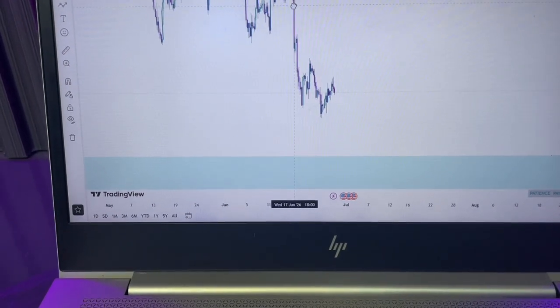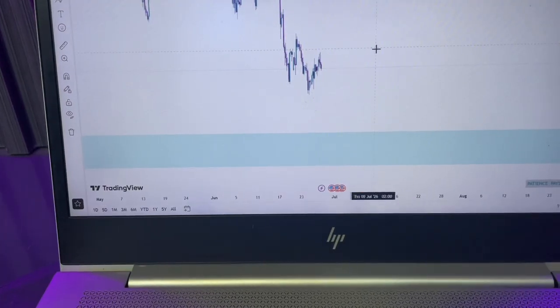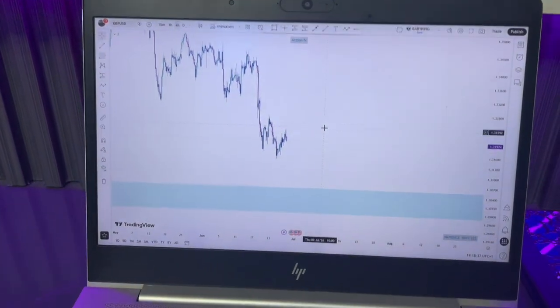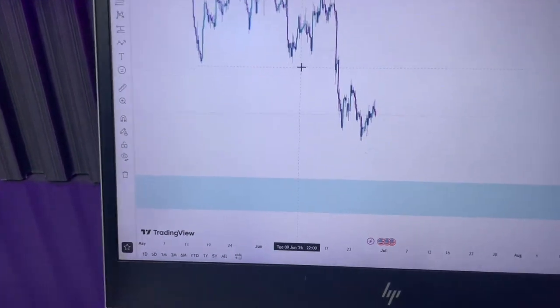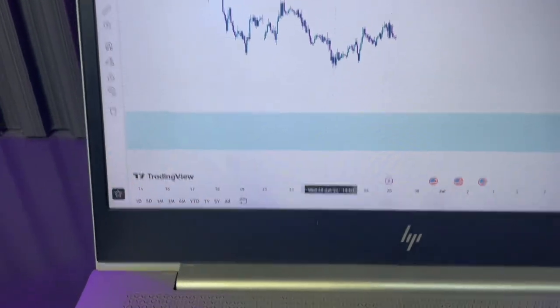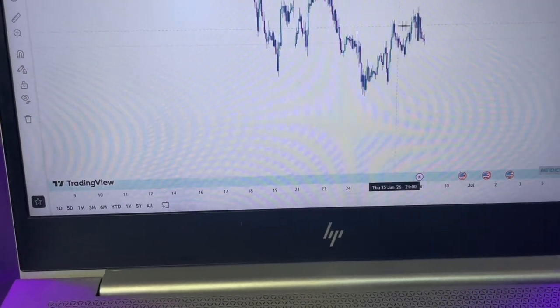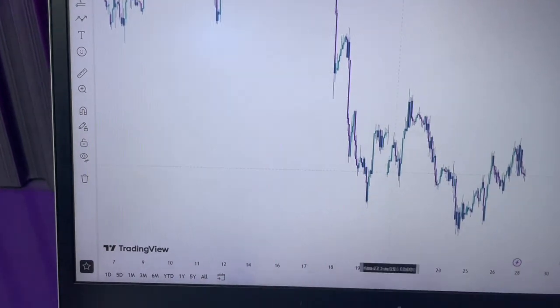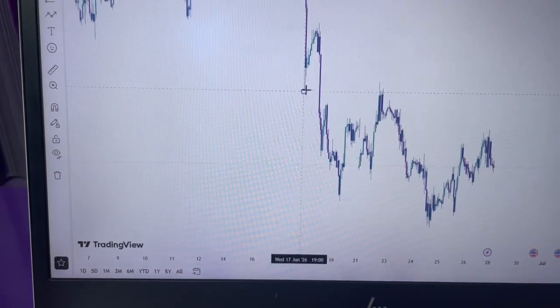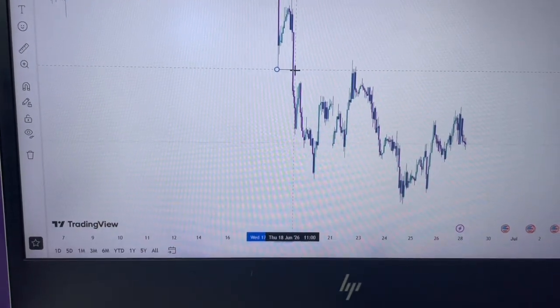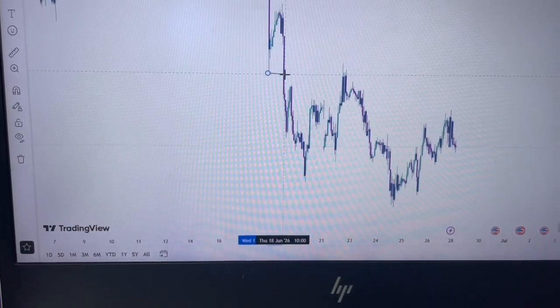What I want to see right here is nothing much but identifying a break of structure to the downside. I can vividly see a break of structure to the downside at this particular zone, but I want to see it clearly. Then I'll go to the 1 hour time frame to see it in a clearer picture. So this is a break of structure I'm clearly seeing to the downside on my 1 hour time frame in this particular pair.